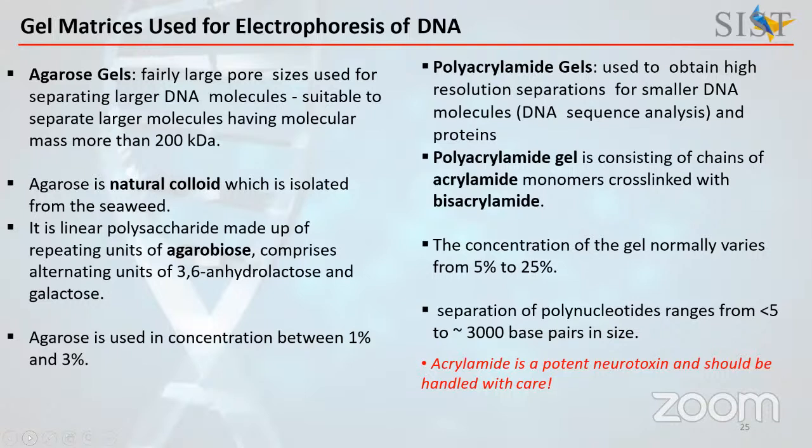And because of the mixture which is inside the polyacrylamide gel, which is acrylamide and bisacrylamide, it is called polyacrylamide, okay? And the concentration can differ from 5-25%, right? So here we normally separate the small DNA fragments. And using the acrylamide, we should be careful because it is a potent neurotoxin, okay? So when we are handling it, we should be careful.